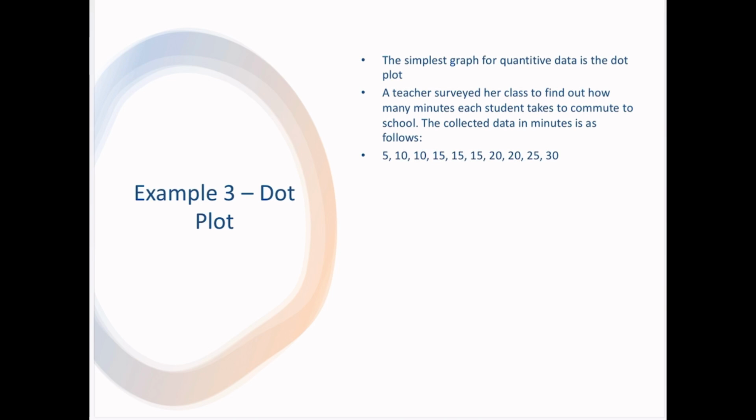For our third example, we are going to be creating a dot plot. So dot plots are also known as the simplest graph for quantitative data. For our example today, we're going to say our teacher surveyed her class to find out how many minutes each student takes to commute to school. The data collected was the following, which was 5, 10, 10, 15, 15, 15, 20, 20, 25, and 30.